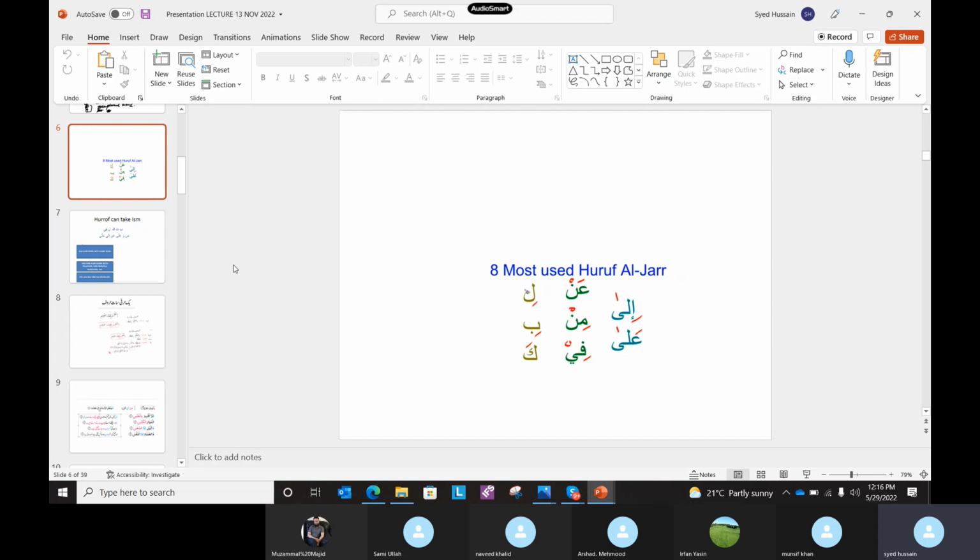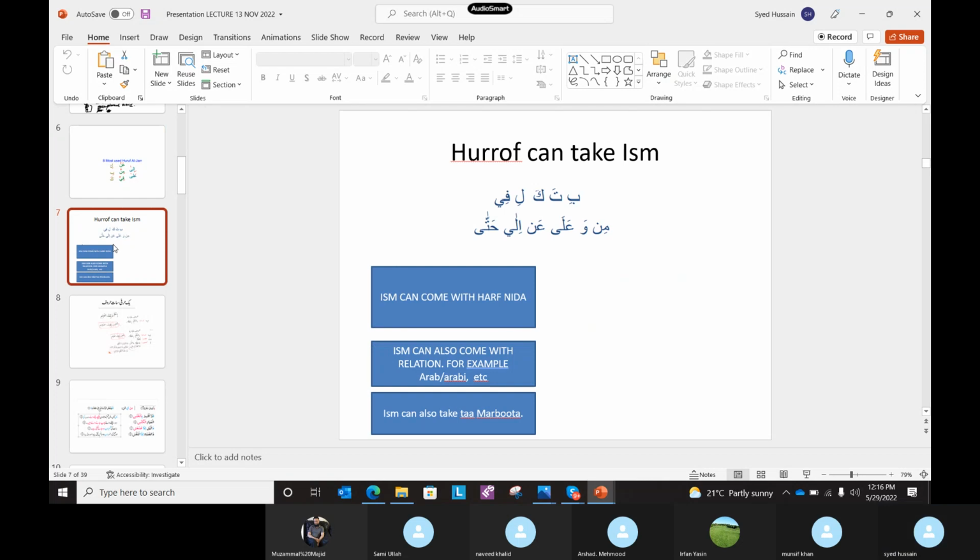So now another thing is, today we will discuss some huruf which come with the ism, like with the name, because we are discussing ism. So these are almost the same thing, like bi, ta, ka, li, fi, min, wow, ala, an, ila, hatta. So ism can come with different kinds of things. Like there is a harf nida, and there is an ism which comes with relation.